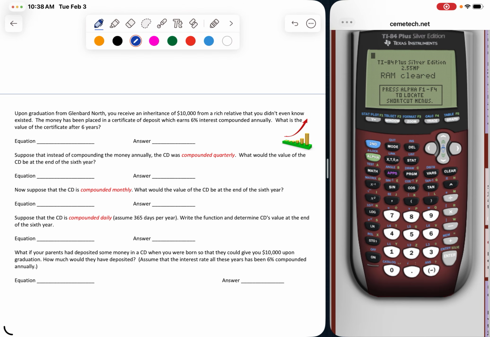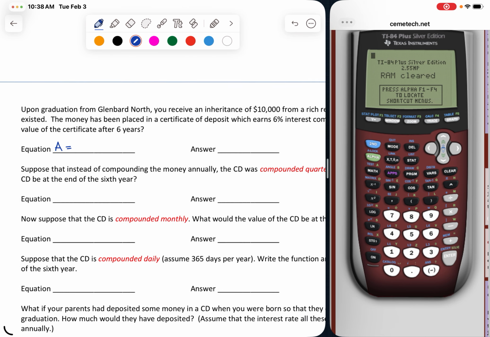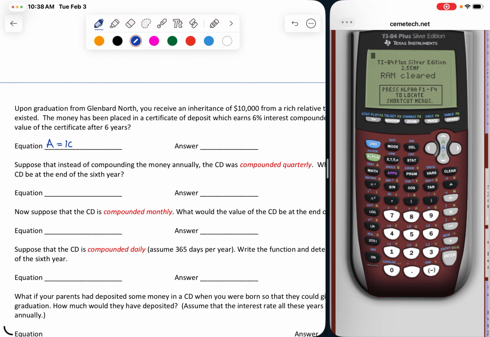So let's go ahead and write our equation. Notice it says equation, so you need to have an equal sign in all of these. Okay, so we have amount is equal to our initial amount, which was the $10,000, times 1 plus, this is earning interest, so it's plus our rate, which is 6%, so that's 0.06. And then to our time power, which is 6 years.